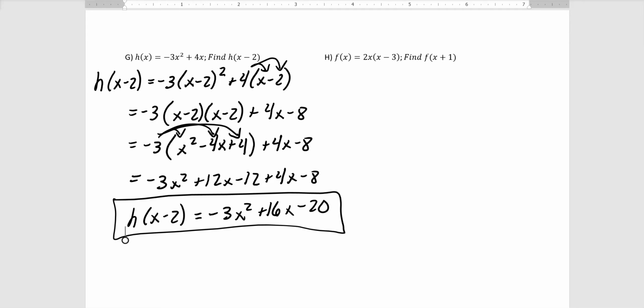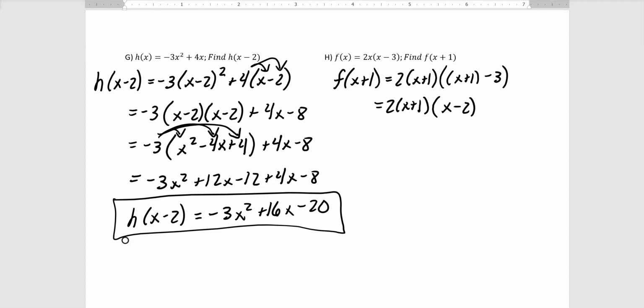f of x equals 2x times the quantity x minus 3. Find f of x plus 1. Cool. This is a good one. So f of x plus 1 equals 2 times the quantity x plus 1, and that'll be times the quantity x plus 1 minus 3. All right, so order of operations tells us to take care of inside those parentheses first. So we'd have 2 times x plus 1 times x plus 1 minus 3. Well, 1 minus 3 is negative 2, so this will become minus 2.